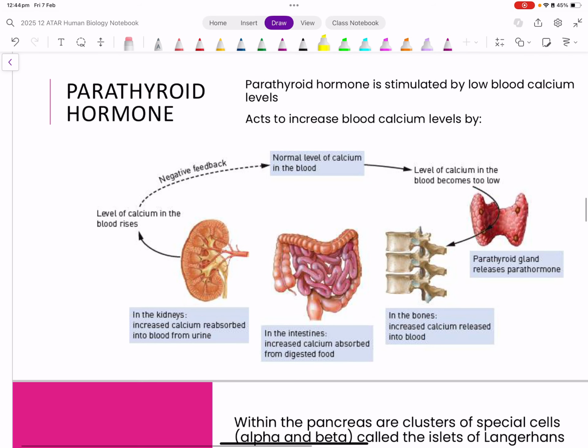So, what does parathyroid hormone do? Well, it's the opposite to calcitonin released by the thyroid gland. So parathyroid hormone is released due to low calcium levels found in the blood. And it works in 3 particular ways to increase those blood calcium levels. So firstly, in the kidneys, it increases calcium reabsorption from the filtrate. Number 2, in the intestines, it increases the amount of calcium absorbed into the body. And lastly, in the bones, it's going to increase how much calcium is released into the blood.